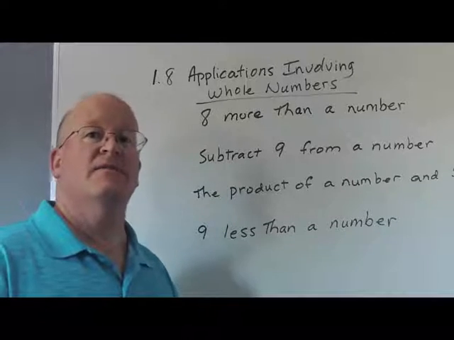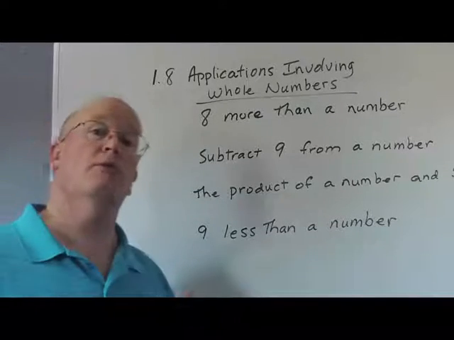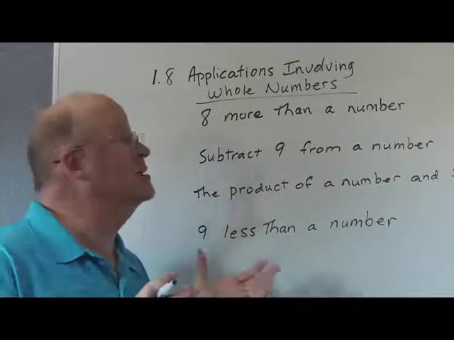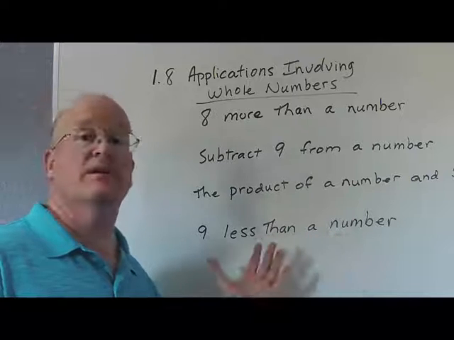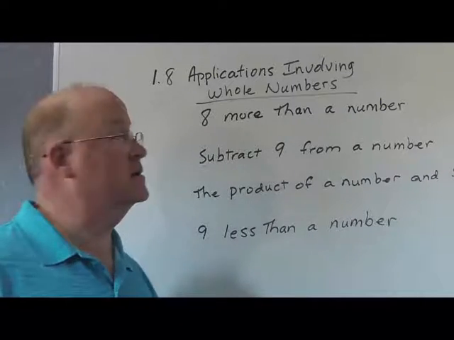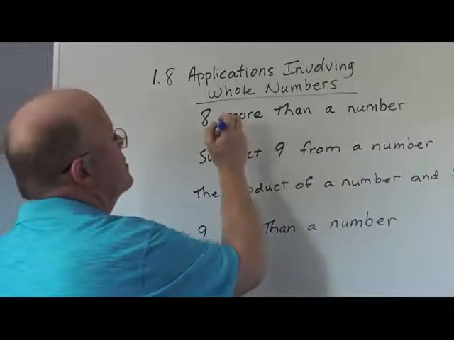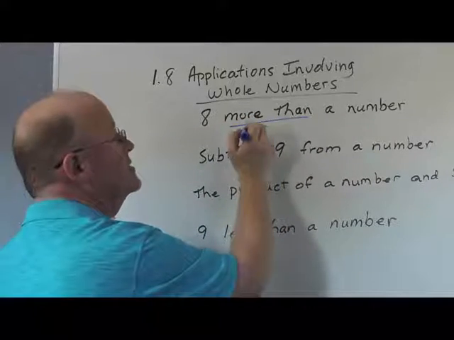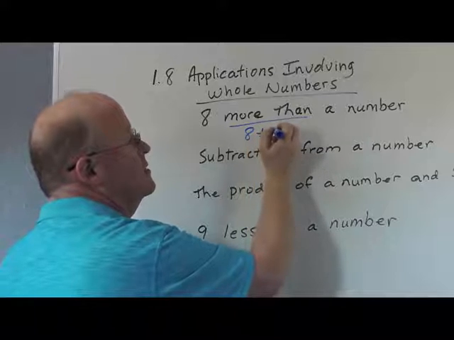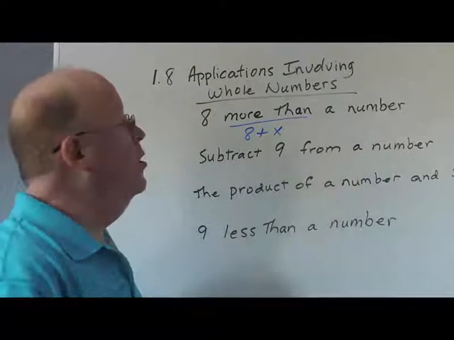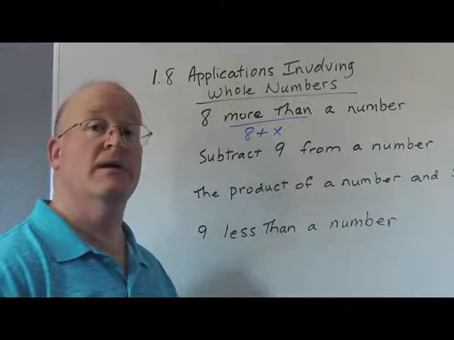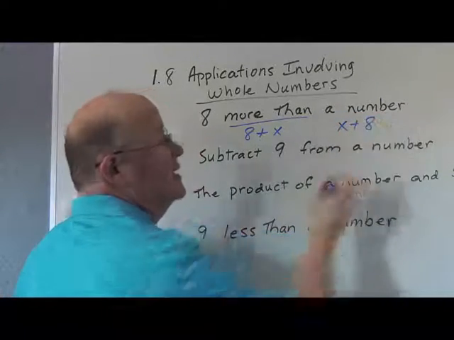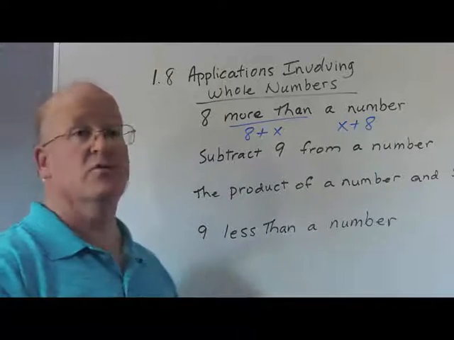In this next section involving applications or word problems, we need to first look at how to take some of the phrases that we see here and write them algebraically. 8 more than a number. More than is going to refer to addition. And so we can either write this as 8 more than a number, and I will use x, or because of the commutative property of addition, we can write that as x plus 8. It's your choice as to which one to do.